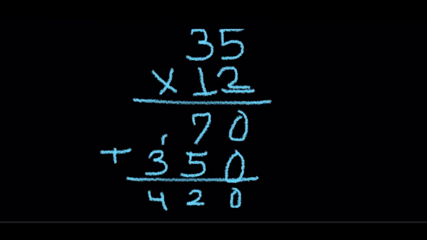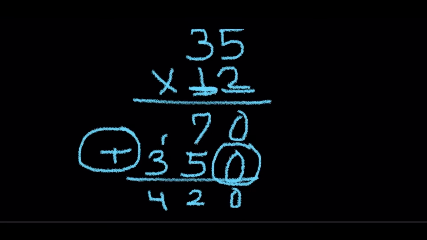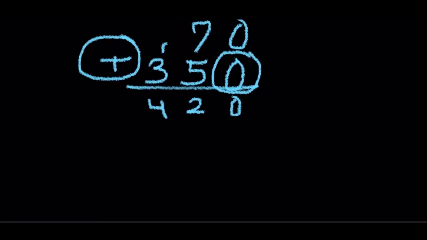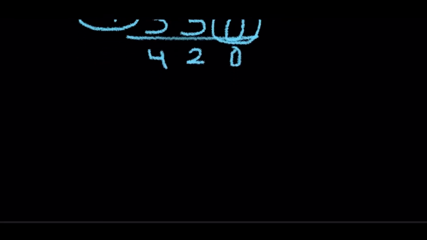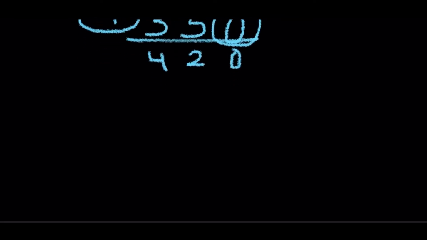So what I was confused about when I first learned this was this 0 here, and why you would have to multiply these numbers individually times the top. Also, this plus in a multiplication problem. So all of these can be explained by an algebraic property called the distributive property.